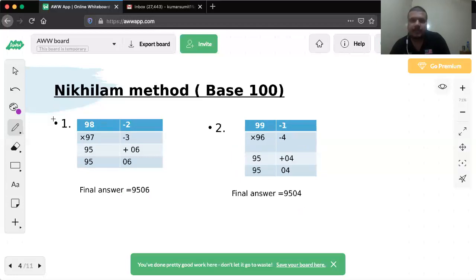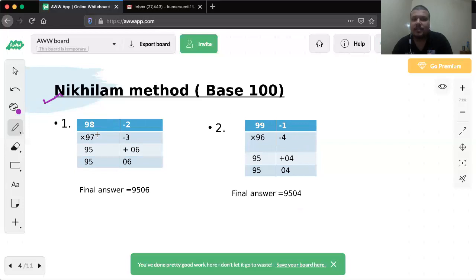Some more examples, fine? For example, you have to multiply 98 into 97. It looks very tough. Oh, wow, it's very tough. What should I do? You will start sweating by seeing this 98 into 97. But again, using this Vedic mathematics Nikhilam method, you can do this multiplication within seconds. Now let's see how it is done.